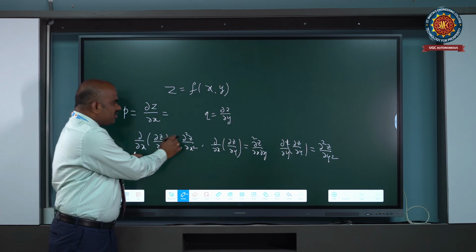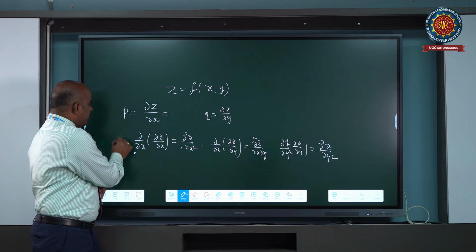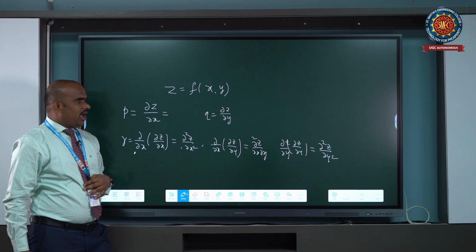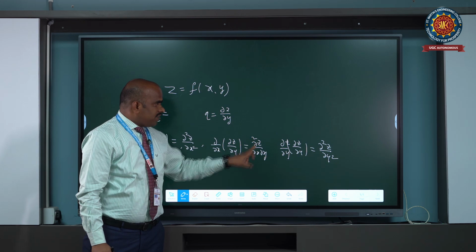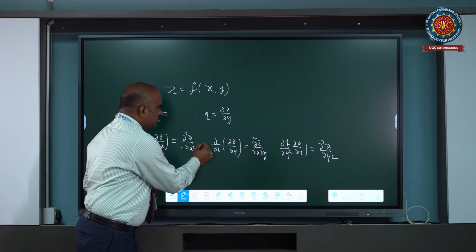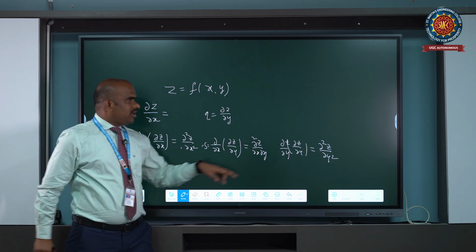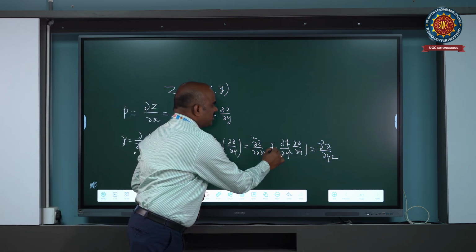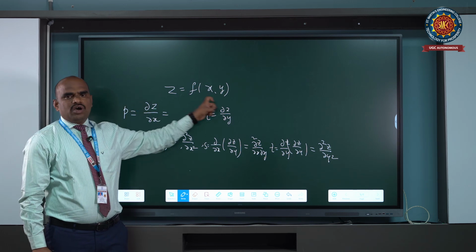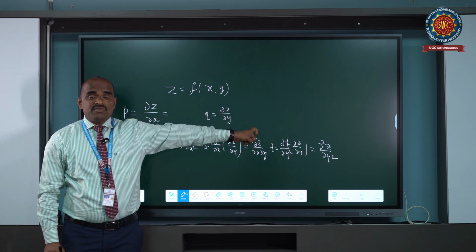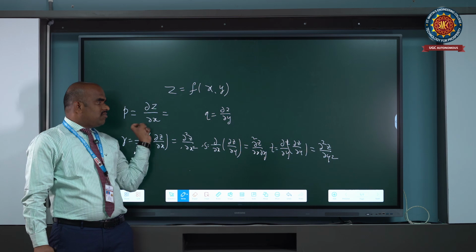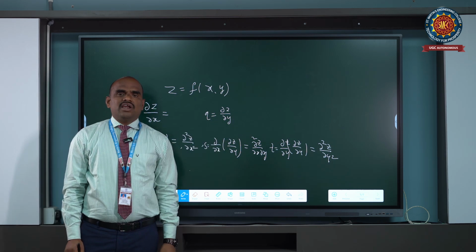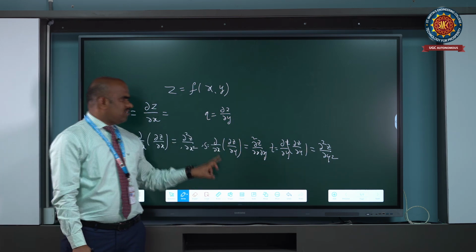Here dou square z by dou x square we denote by small letter r, dou square z by dou x dou y we denote by small letter s, and dou square z by dou y square we denote by small letter t. Here p, q are first order partial derivatives of z, and r, s, t are second order partial derivatives. See here one observation.